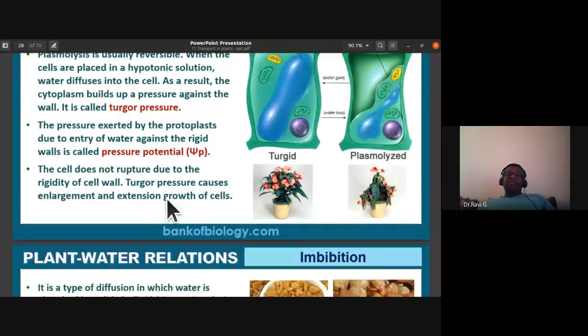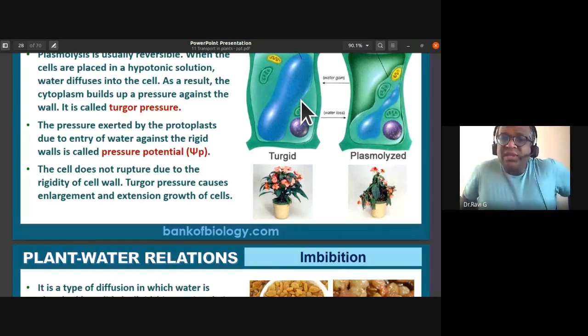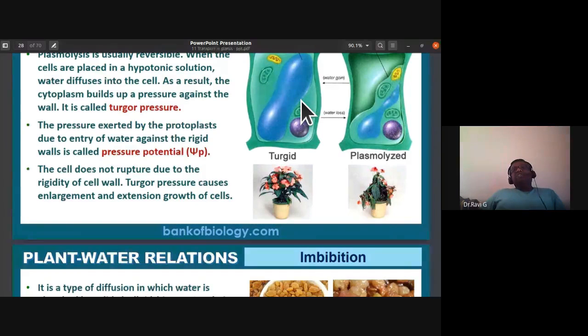The pressure exerted by the protoplast due to the entry of water against the rigid cell walls is called pressure potential. So you can also define pressure potential as the pressure exerted by the protoplasm due to the entry of water against the rigid walls. That turgor pressure, you can also call it the pressure potential.